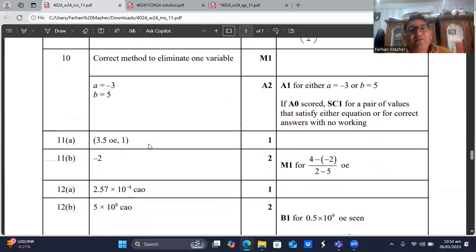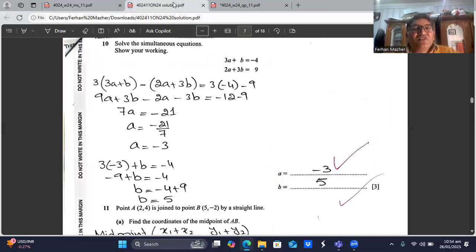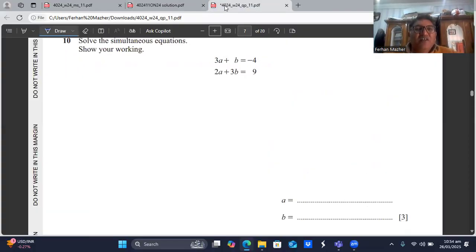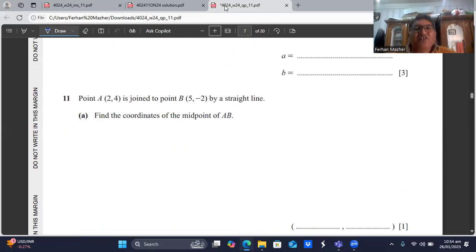Okay, so here we have question number 10. A is minus 3 and B is 5. So this is how we do question number 10. That was a 3 marks question. And let's go to the next question.